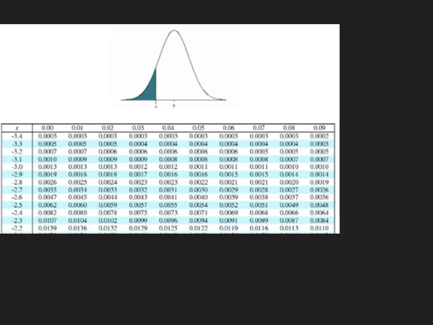If I look up negative 2.53 here, negative 2.53 will be this value. That doesn't show up very well. This value right here. So 0.0057. That's how much area is to the left of negative 2.53 on the curve.